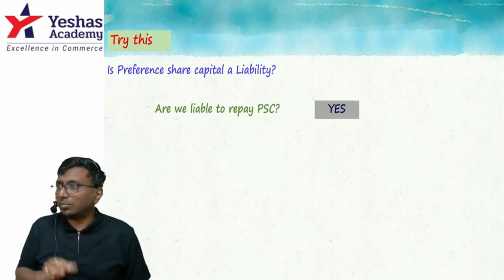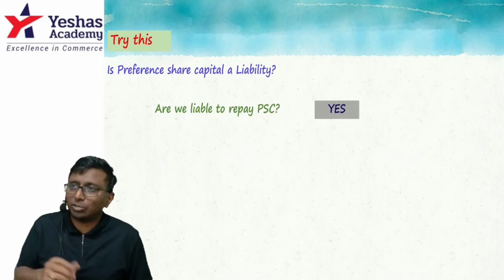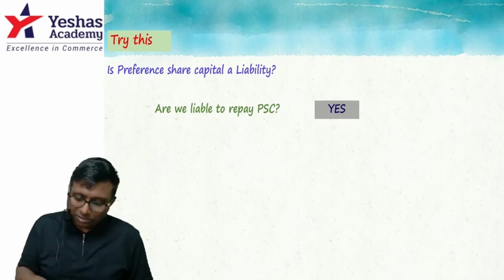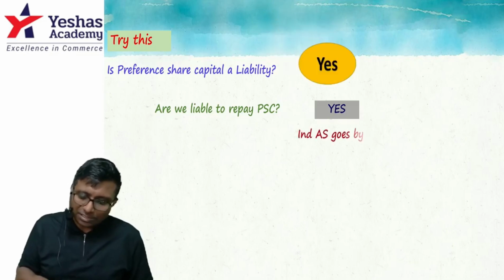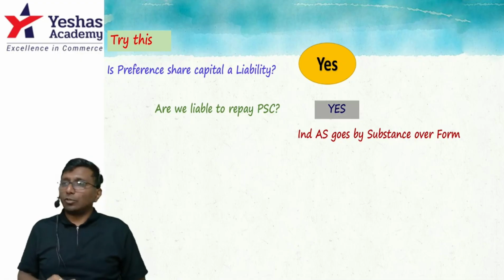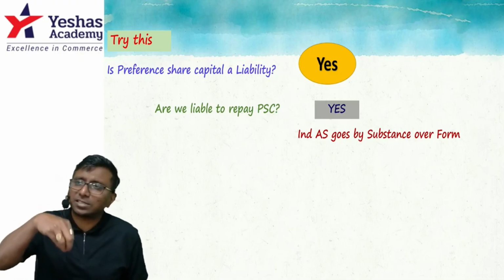Assume, in my case, it is redeemable. If it is redeemable preferential capital, are you supposed to repay? Yes, you are supposed to repay. Then, yes, it is a liability. Ind AS goes by substance over form. We'll go by substance, but we'll see the terms and conditions carefully.